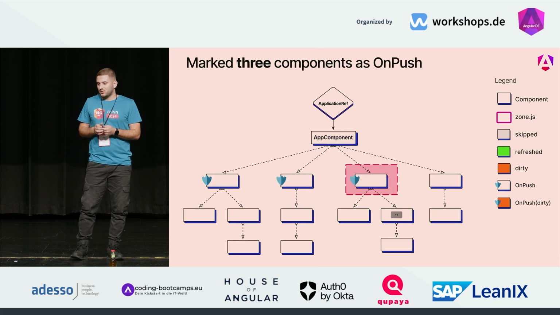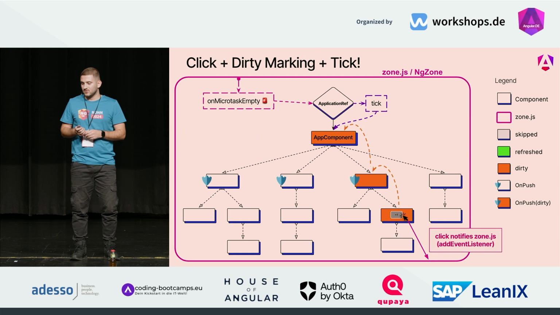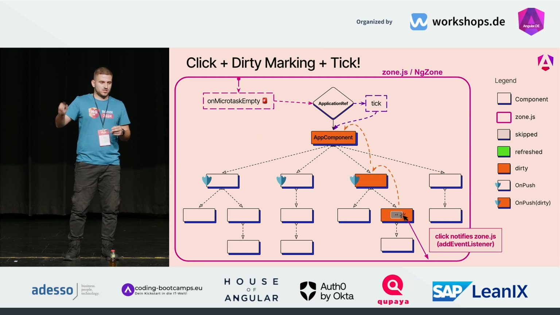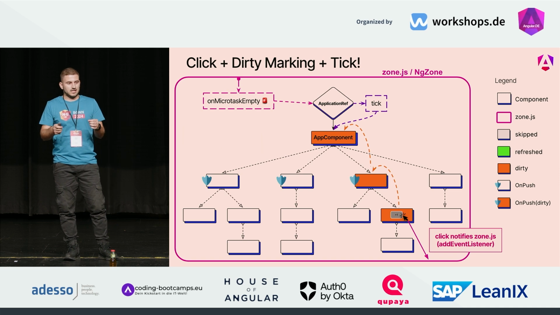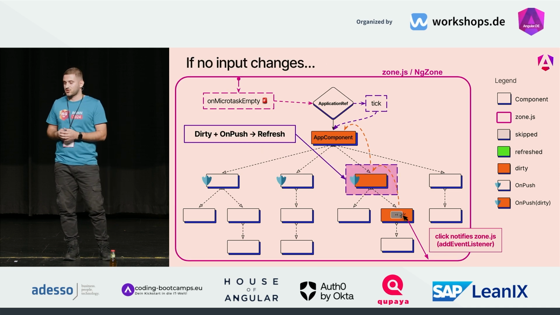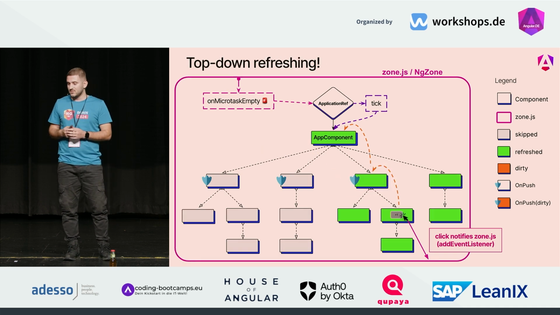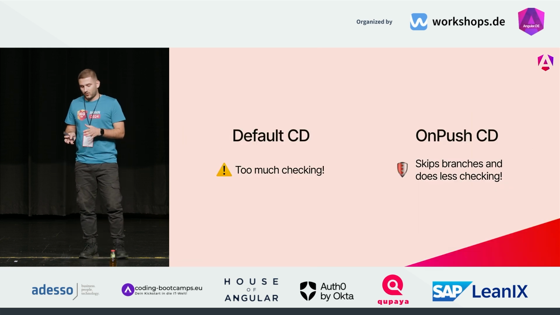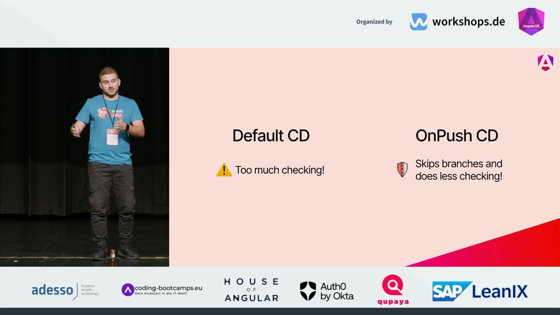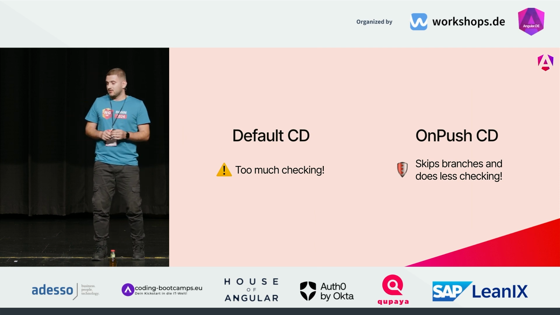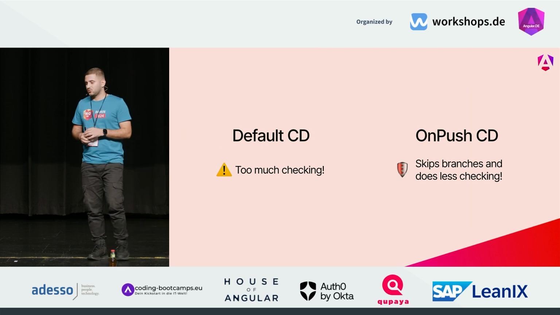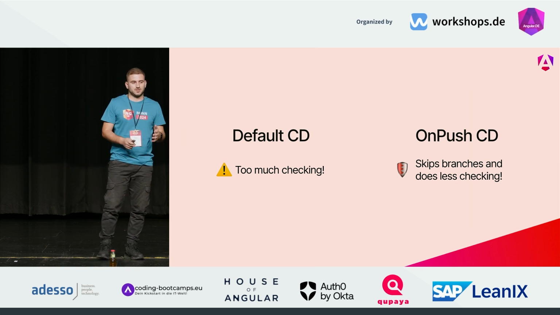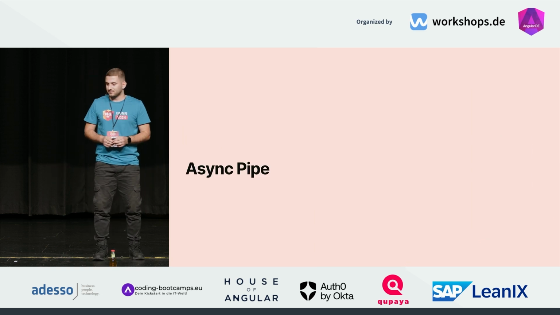Let's mark three components as OnPush. And then we have the same process again, but now, when we go with change detection on this OnPush and dirty, as we said before, we also refresh that one. And that's what happens, just normal refresh. So basically, with default change detection, we have too many checkings, not just checkings, also refreshings. And with OnPush, we skip branches and do less checking, because we know that nothing changed there.